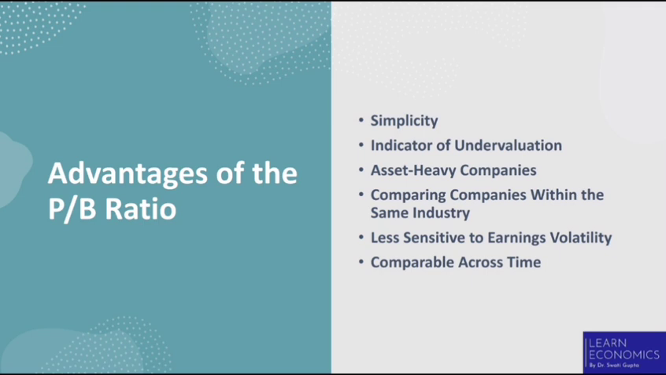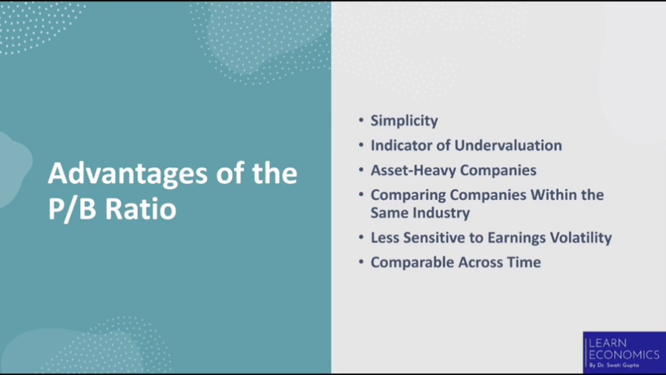Fourth, comparing companies within the same industry. The PV ratio is particularly effective when comparing companies operating in the same sector. Companies in the same industry typically have similar types of assets, making it easier to compare their valuation. For example, if one bank has a PV ratio of 0.9 and another bank has 1.5, the first bank may be undervalued compared to the second.